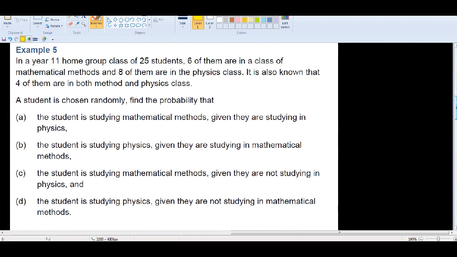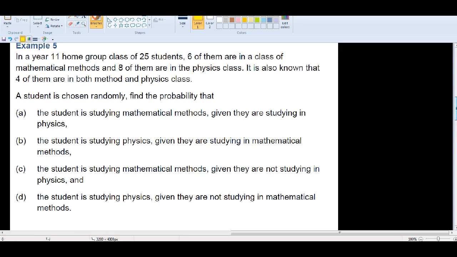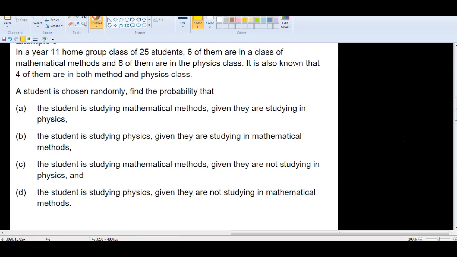Okay, and question 5. Since the video is already too long, I'm not going to do it. So possibly I'm going to give it to you as an exercise. Okay, so part A is a conditional probability. Again, there are two events.